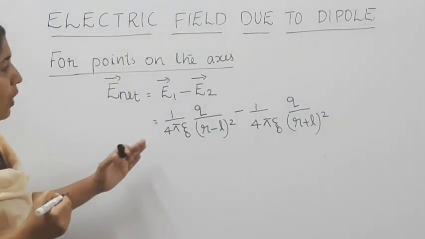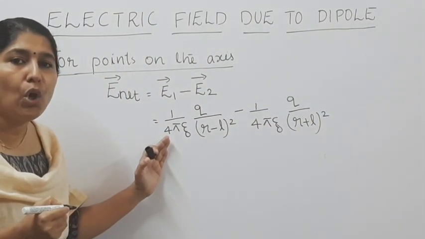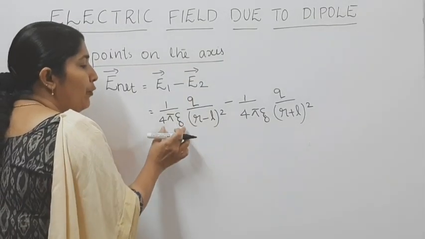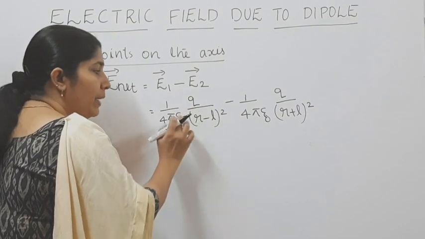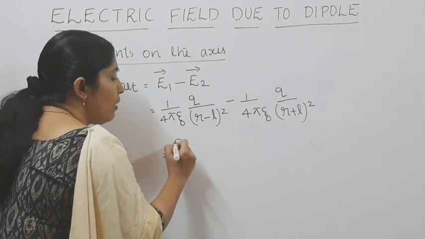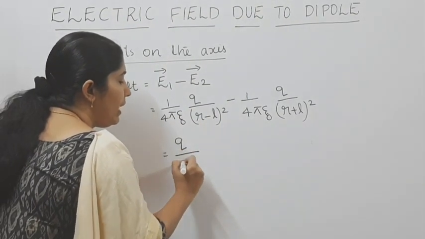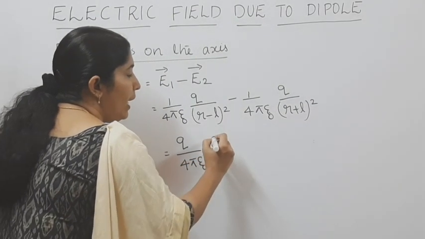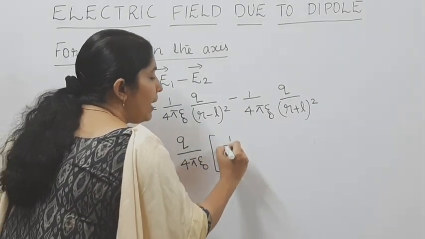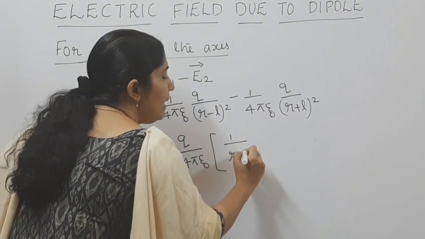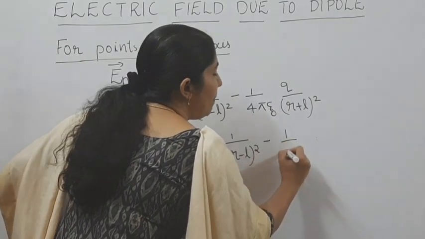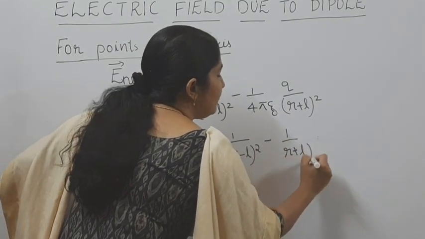Now, we want to take the common factor outside. Q and 1 by 4 pi epsilon 0 are common in both terms. Therefore, that is taken outside. Therefore, Q divided by 4 pi epsilon 0 into 1 by (R minus L) the whole square minus 1 by (R plus L) the whole square.